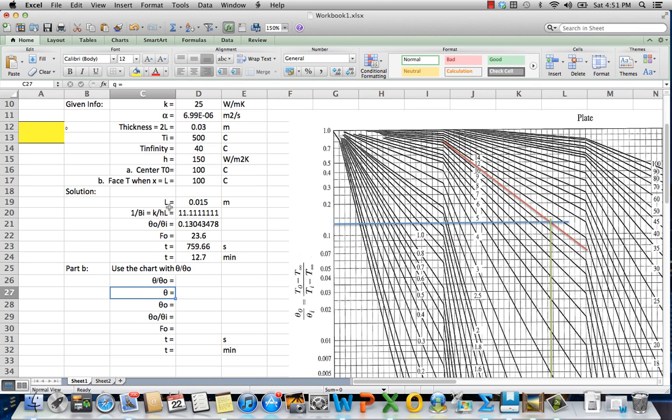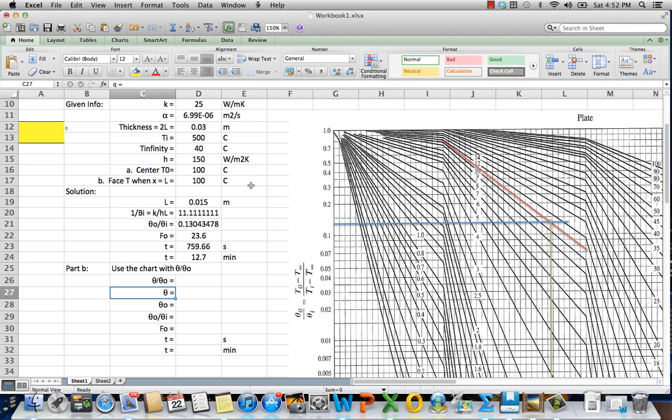Okay, in this case I'm looking for the time when the edge is at 100 degrees. This chart only tells me about the center and the initial; I'm wanting to know when the edge. Now logically, think about this for just a moment. Should this be a shorter time or a longer time than when the center got to 100? For the edge to get to 100 when it's in a cool environment, I think that should have happened earlier, right? So at this point, the center temperature should be hotter still, and I'm expecting that this should be a shorter time.